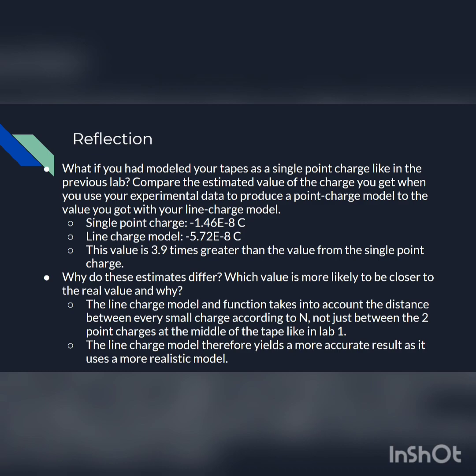Now we can ask, why do these estimates differ? Which value is more likely to be closer to the real value, and why? So the line charge model and function takes into account the distance between every small charge according to n, not just between the two point charges at the middle of the tape like in Lab 1. So if you have more point charges that we're calculating the distance for, we're going to have a greater value of the electric force. The line charge model, therefore, yields a more accurate result as it uses a more realistic model.